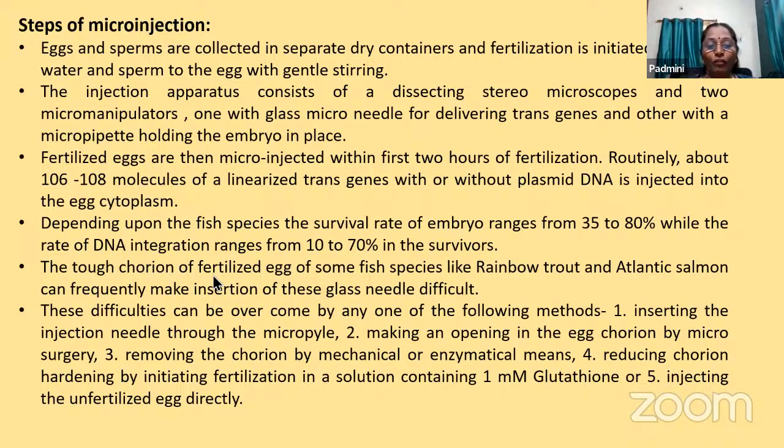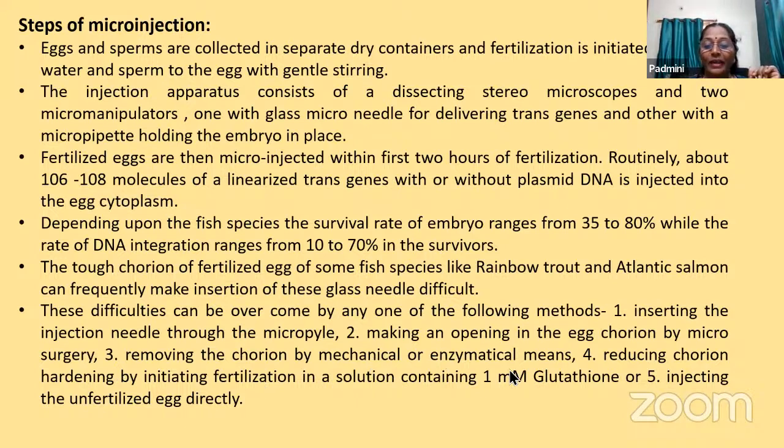The tough chorion of the fertilized egg of some fishes like rainbow trout and Atlantic salmon can frequently make insertion of the glass needle difficult. Because they have a tough chorion, it is not as transparent as in zebrafish or medaka. These difficulties can be overcome by one of the following: inserting the injection needle through the micropyle, or making an opening in the egg chorion by microsurgery. You make a small hole so that you can insert the gene of your interest.